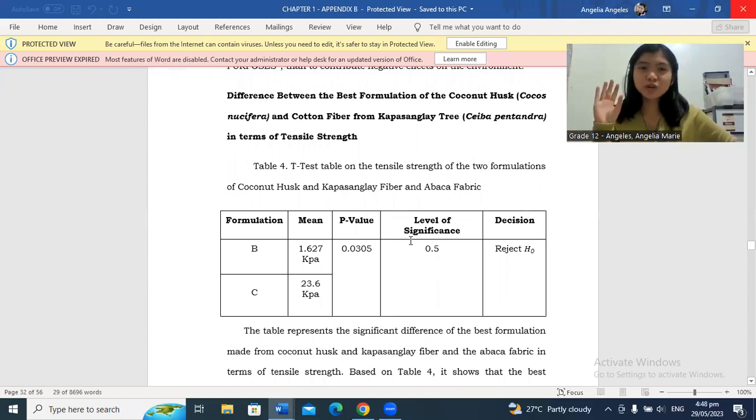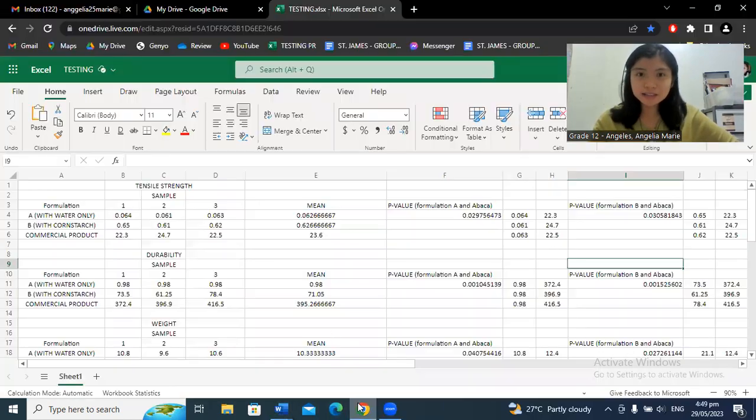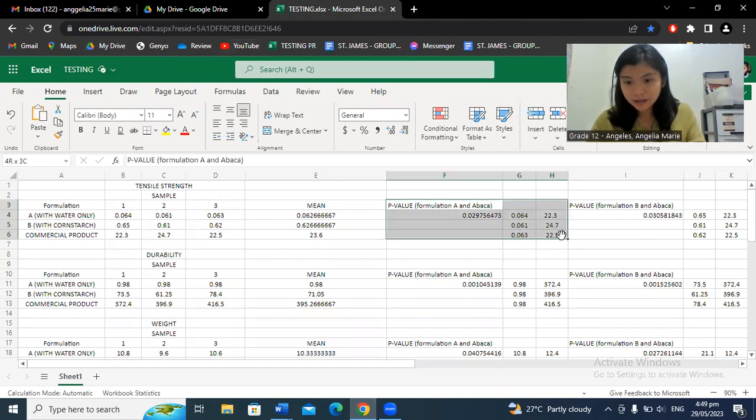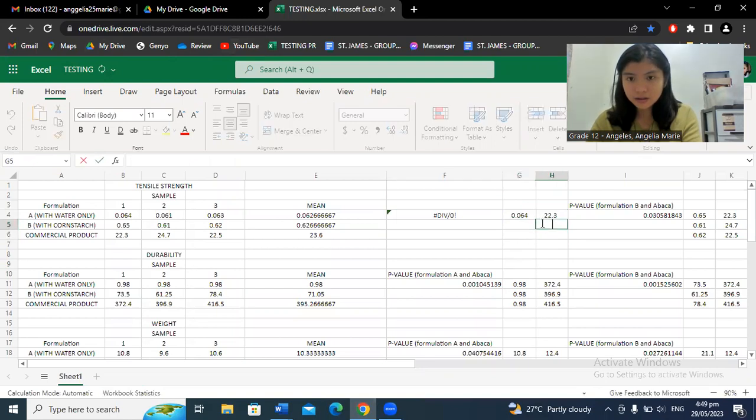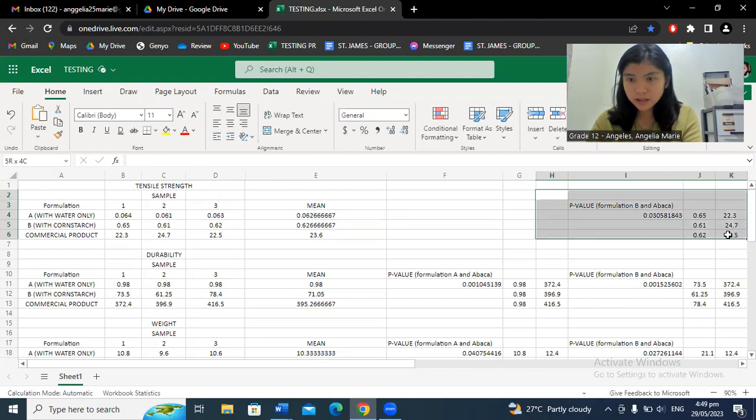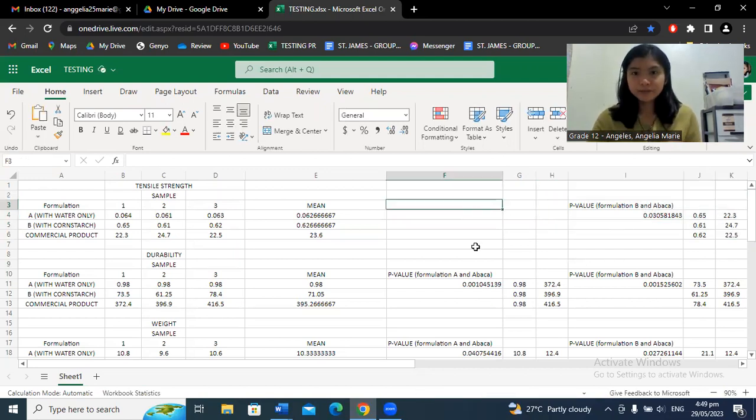Okay. So, I will also teach you paano natin nakuha yung p-value niya. Okay? Using the Excel. Ang ginamit pala natin dito is the Excel, OneDrive, or Microsoft, something like that. Okay, so don't mind all of this. Just mind this side.